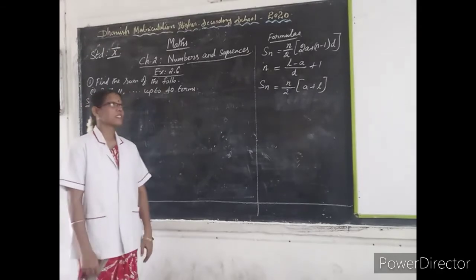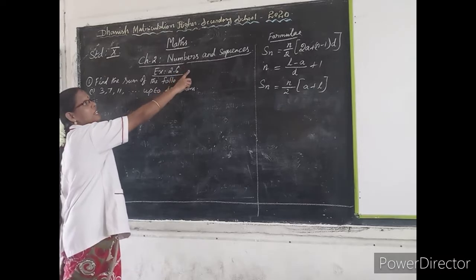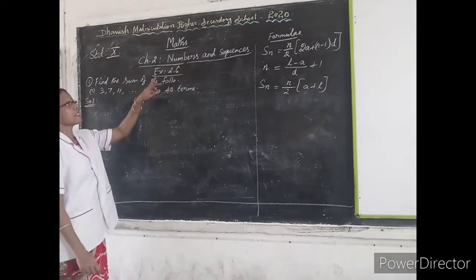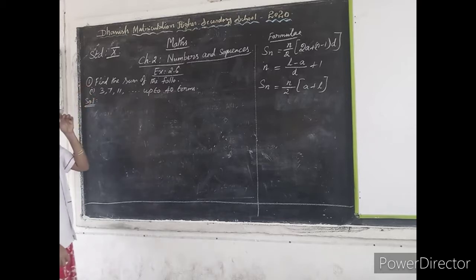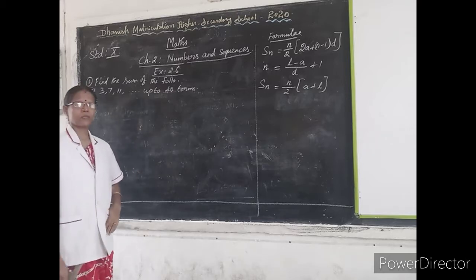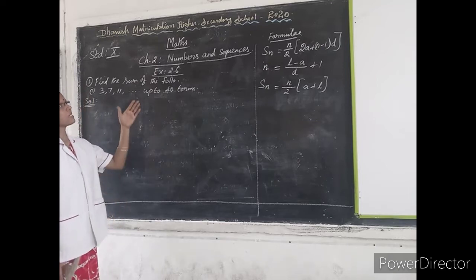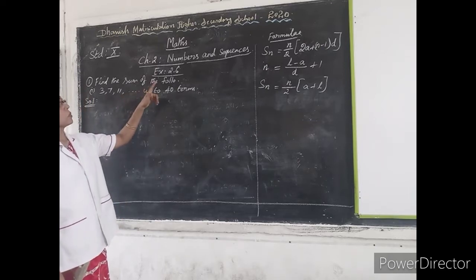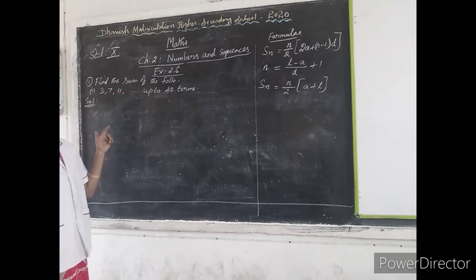Hi students, this is 10th Maths, Chapter 2, Numbers and Sequences, Exercise 2.6, Question number 1. Last class we have seen about arithmetic sequences. In this class we are going to see about arithmetic series. So first question is, find the sum of. What is an arithmetic series? The sum of all terms of an arithmetic sequence is an arithmetic series.